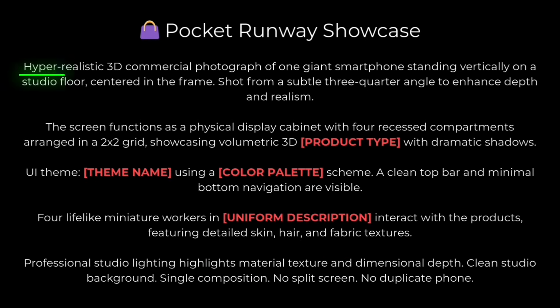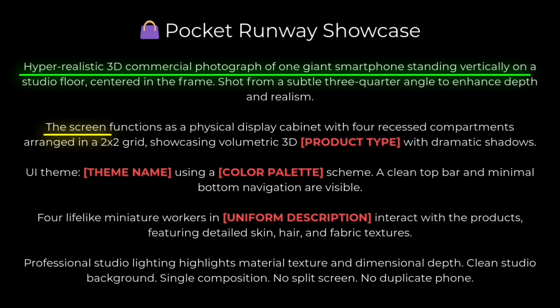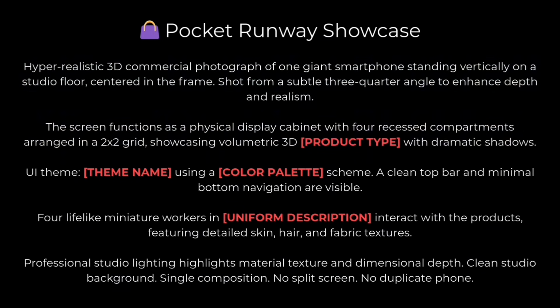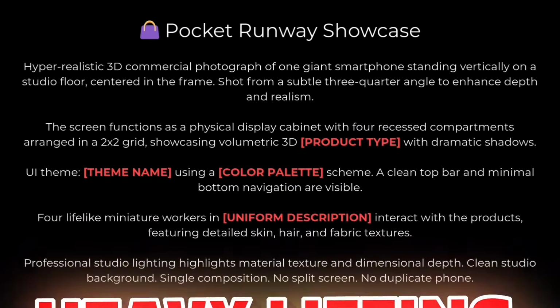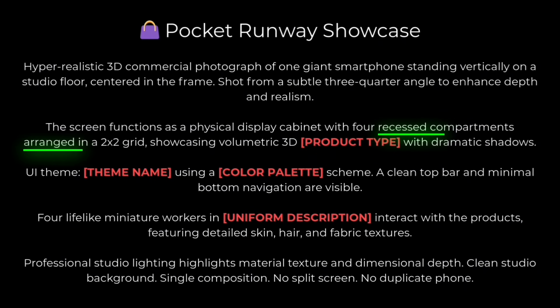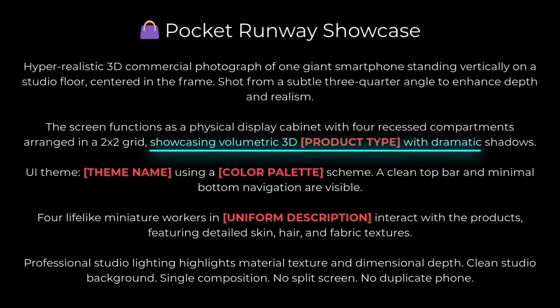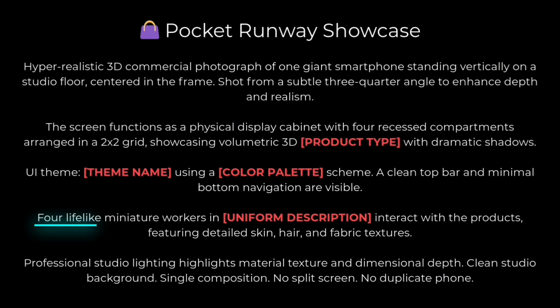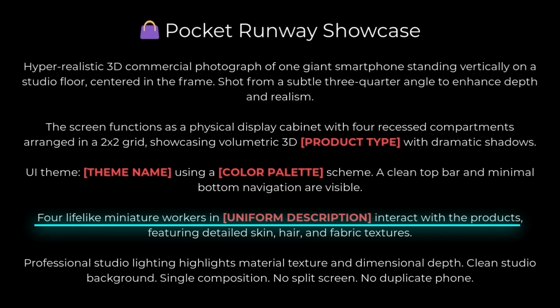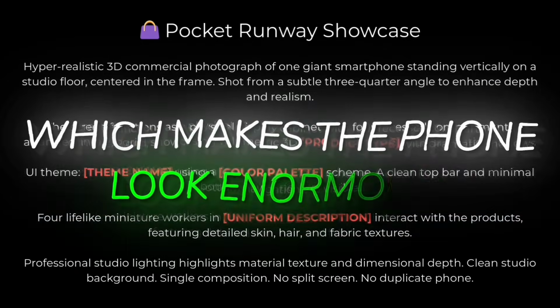Prompt 3, Pocket Runway Showcase. This one builds a giant 3D smartphone with a physical display cabinet inside the screen, and then populates that cabinet with miniature workers handling your product. 2 things are doing the heavy lifting here. First, recessed compartments arranged in a 2x2 grid forces the AI to treat the phone screen as a physical 3D object, not a flat display. Second, 4 lifelike miniature workers adds human scale, which makes the phone look enormous.